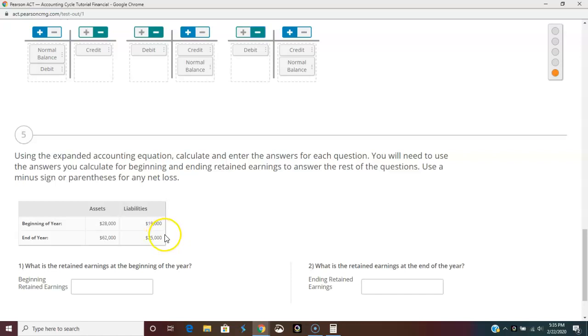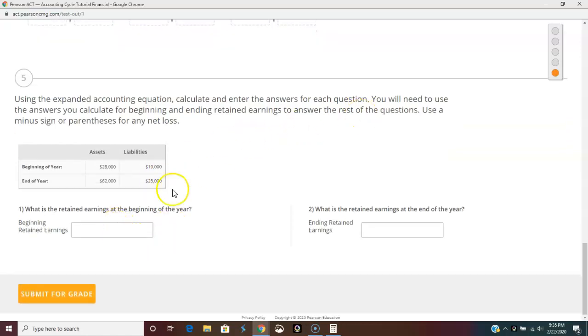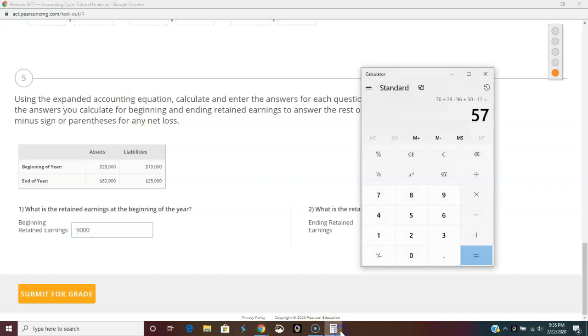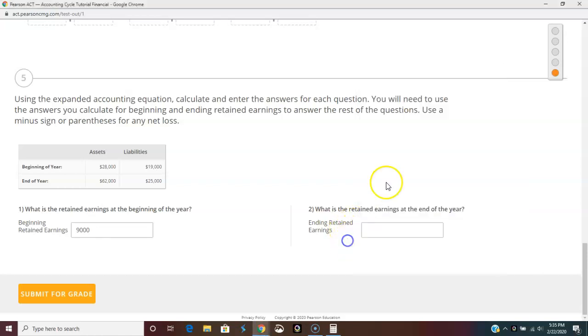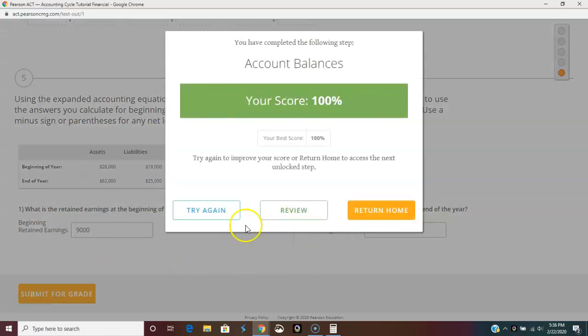Okay, now we got to calculate the answers. We already did this one too for each question. 28 minus 19 is 9, I think. Can't do these things in my head. 28 minus 19 equals 9,000. 62 minus 25 is 37. Okay, submit for grade. We did so well.